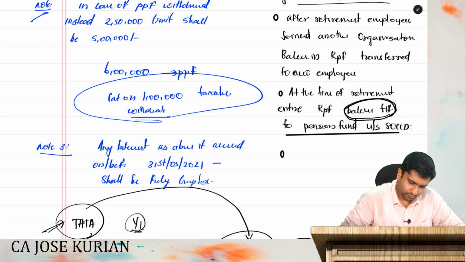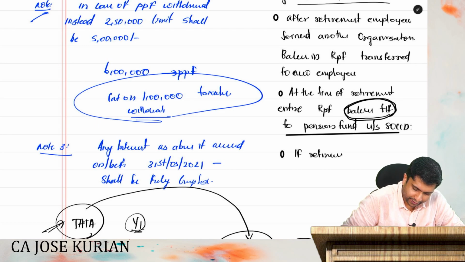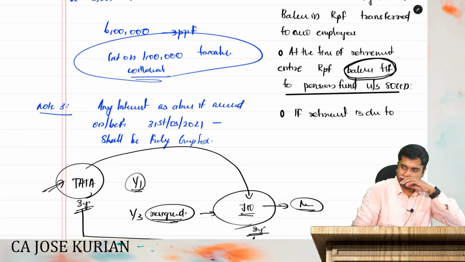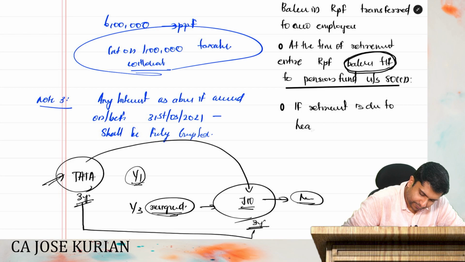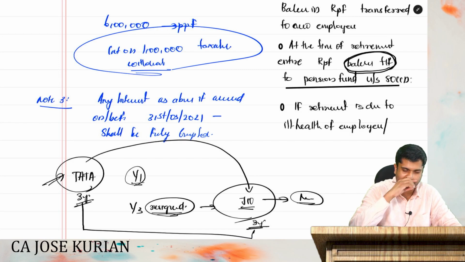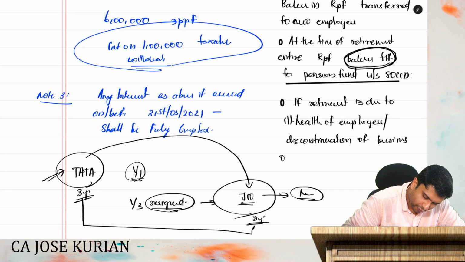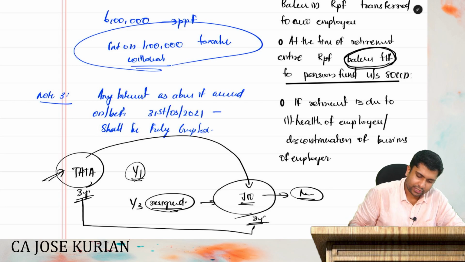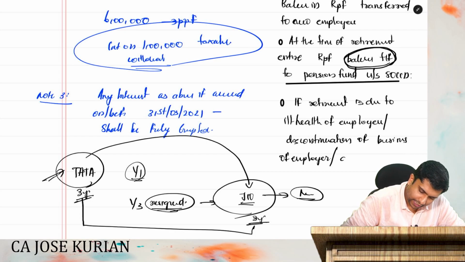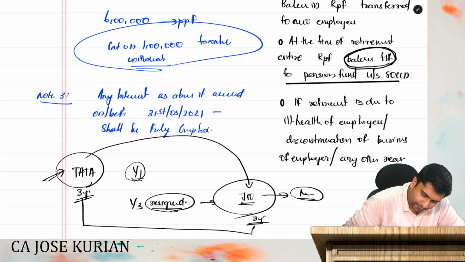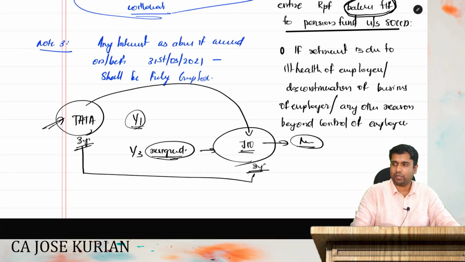Scenario 3. If retirement is due to ill health of the employee, or discontinuation of business of employer, or any other reason beyond the control of employee.